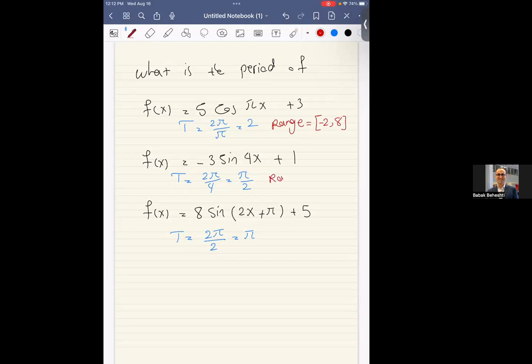The second one, the maximum is 4, minimum -2. And the last one, that's right, and negative.